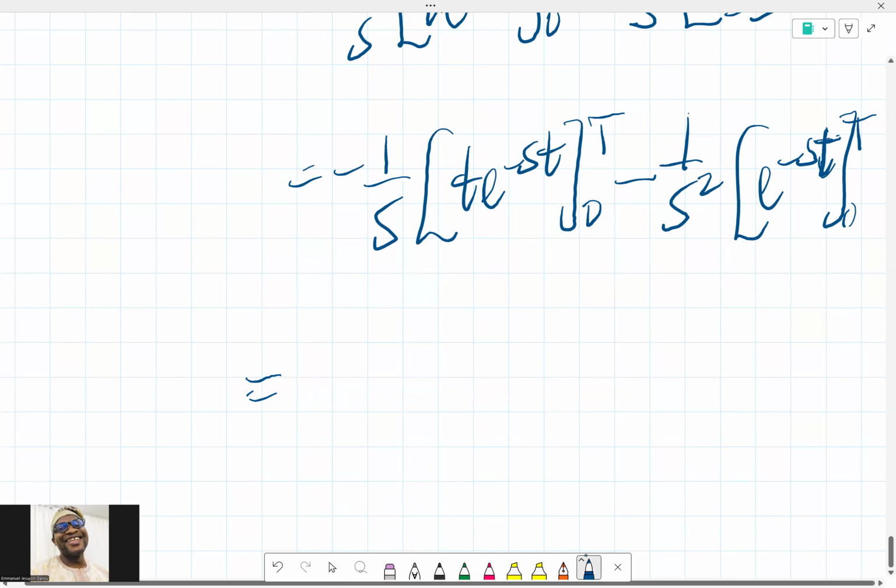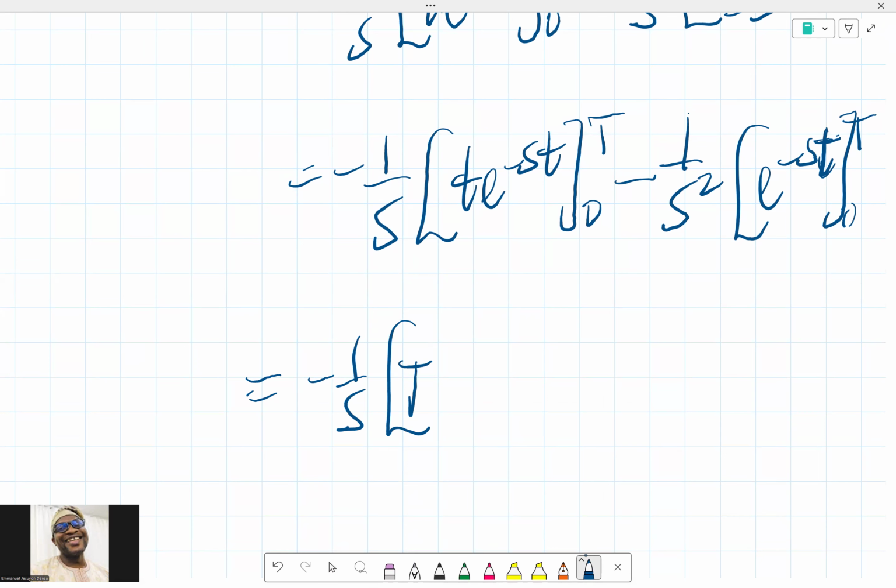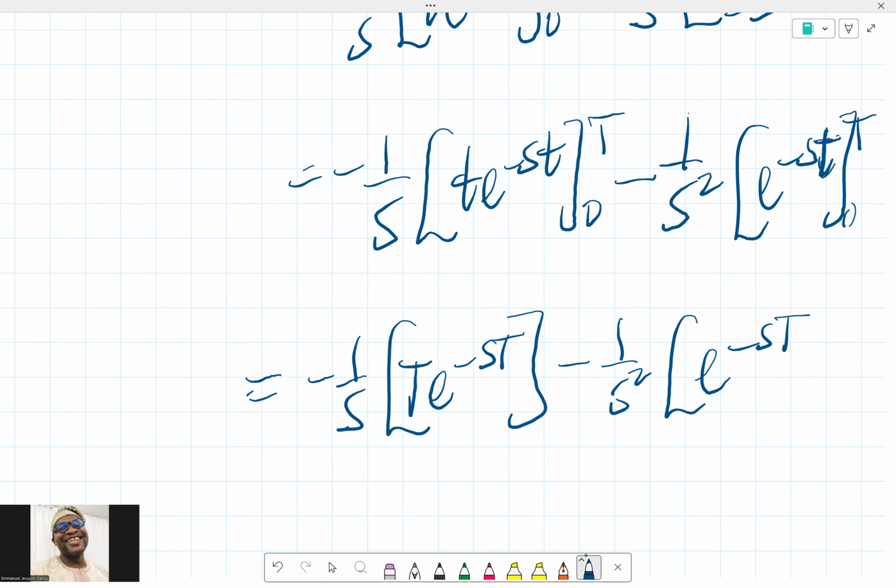So this is equal to minus 1 over s times, put big T for t, so we have T e raised to minus sT, put 0, and that is just done. Then minus 1 over s squared times, put T again, we have e raised to minus sT. Put 0. If you put 0, that will just be minus 1, because that'll be minus e raised to minus s times 0. But here, because t is also 0, that's why it will just cancel out.